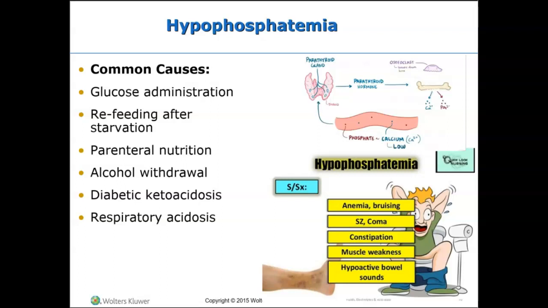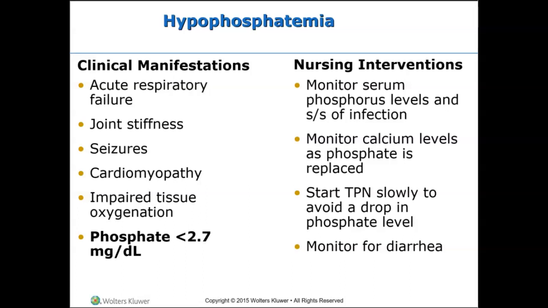Signs and symptoms would include anemia and bruising. Eventually could lead to seizures, coma, and death. Patient's going to be constipated. They may have muscle weakness. Obviously, hypoactive bowel sounds. Remember, we talked that it suppresses respiratory effort, so the patient could end up with acute respiratory failure. They could have paresthesia, joint stiffness, cardiomyopathy. Again, impaired oxygenation to the tissues due to that respiratory depression. Remember, the phosphate level is going to be below 2.7.